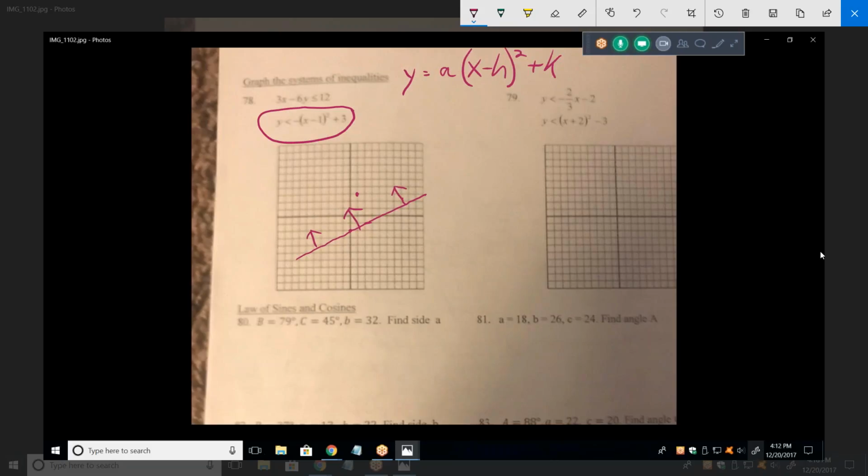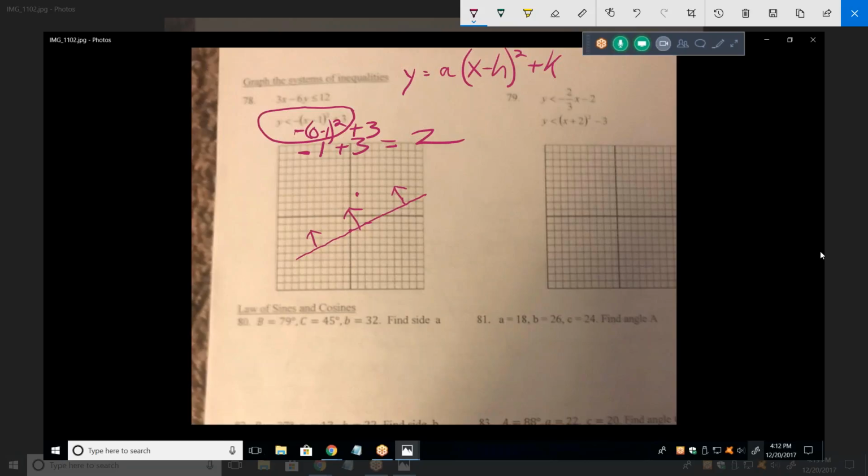Substitute 0 in for x and solve the right side of that equation, or of that inequality. So you get 4? No. You get 2. All right, here's what you get: minus (0 minus 1) squared plus 3. Now work from the inside out. What is minus 1 squared? Positive 1. Okay, and now you have a minus 1 plus 3. That's equal to 2.